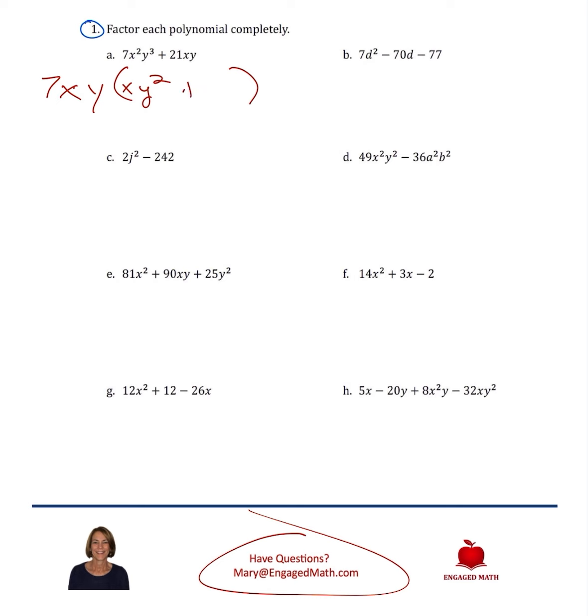Okay, and then all we need for the next part is plus 3 because 7xy times 3 is 21xy. Okay, we have factored completely. There's nothing else, by the way, we can do with that, which is why we are done. Okay, let's go to the next one.